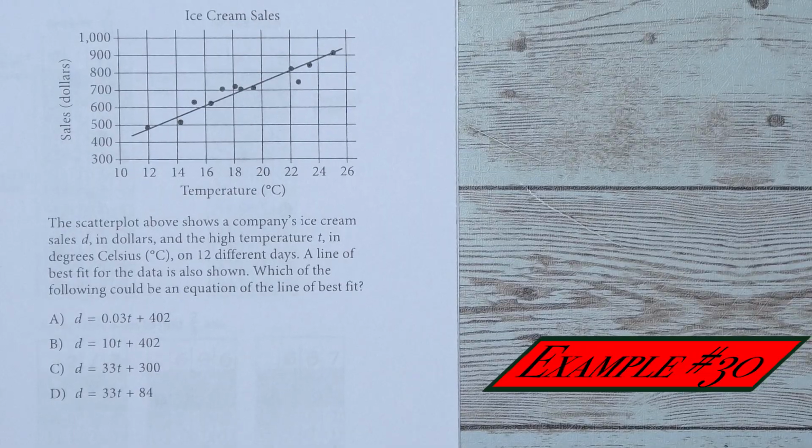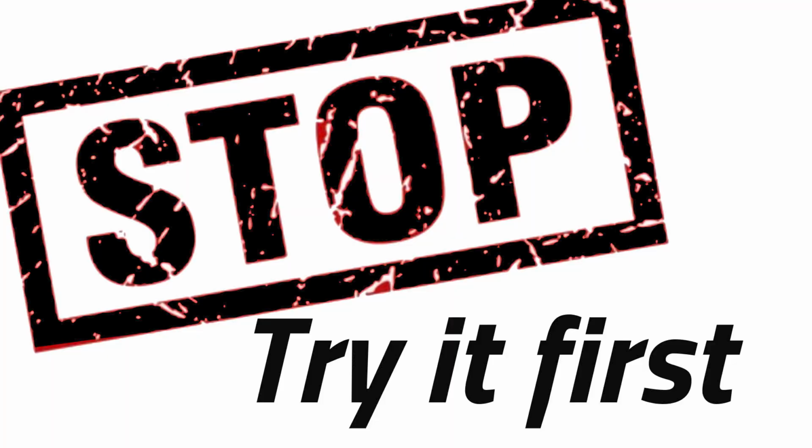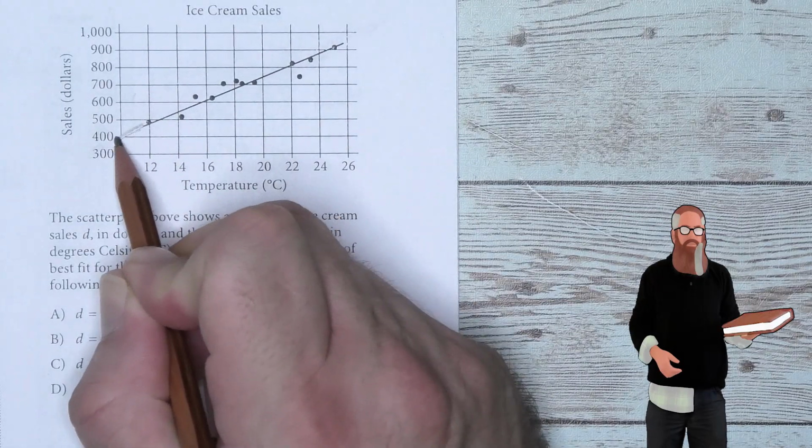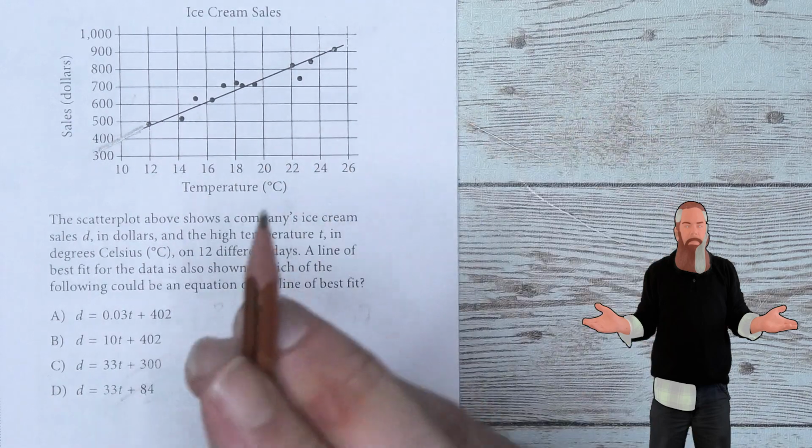The scatter plot above shows a company's ice cream sales D in dollars and the high temperatures T in degrees Celsius on 12 different days. A line of best fit for the data is also shown. Which of the following could be an equation for the line of best fit? So let's track this line backwards. And the thing is, this looks like it should be just about at 400.